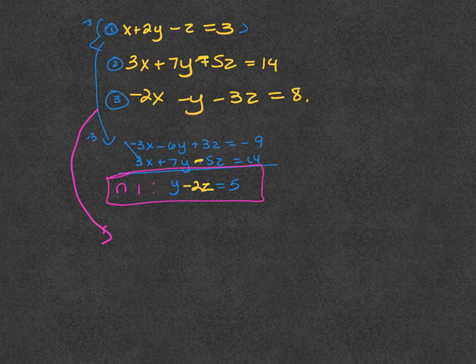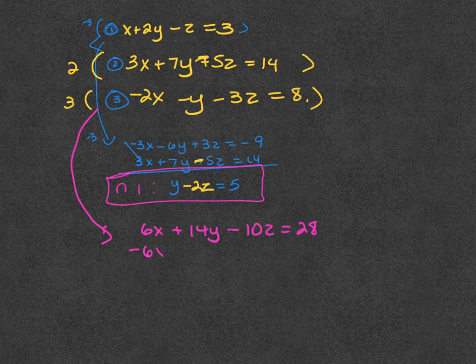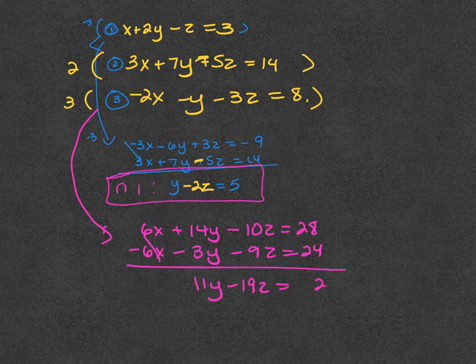I used 2 and 3 to cancel again the x, right? Yeah. Okay, so 2, would you multiply by 3? And 2 multiplied by 2 and 3 multiplied by 3. Yeah, okay. So you get 6x plus 14y minus 10z equals 28. And negative 6x minus 3y minus 9z equals 24. All right, and then that's new 2.